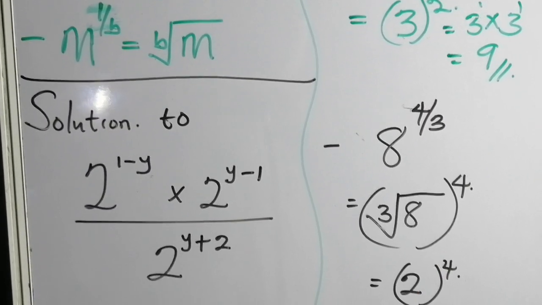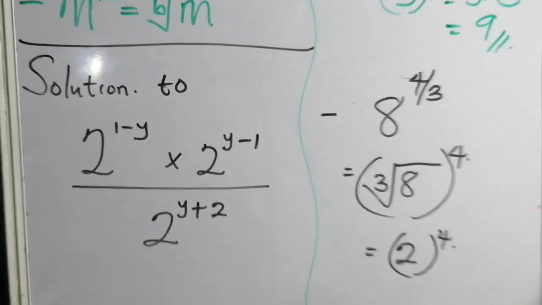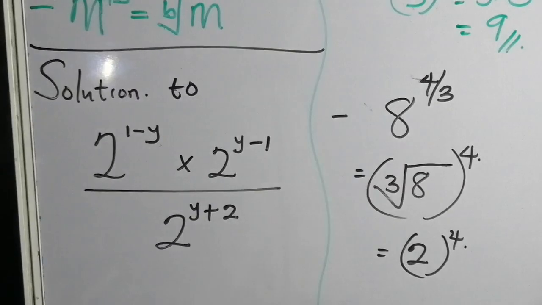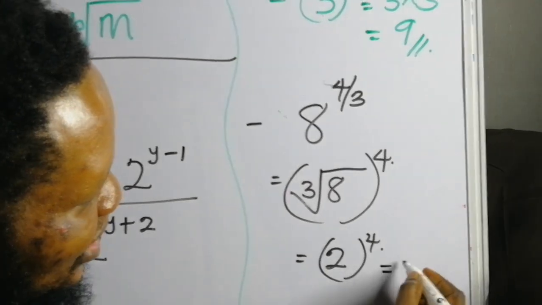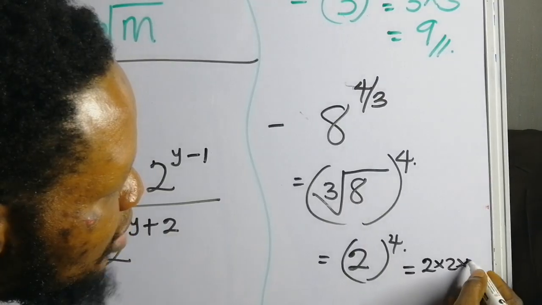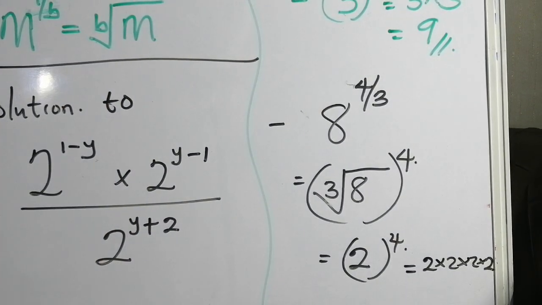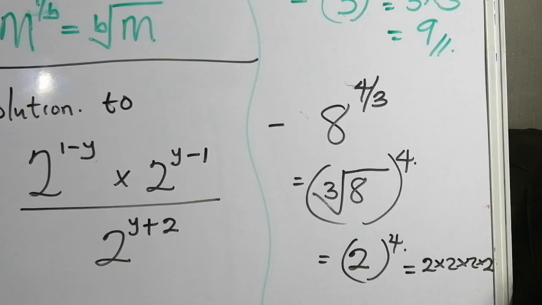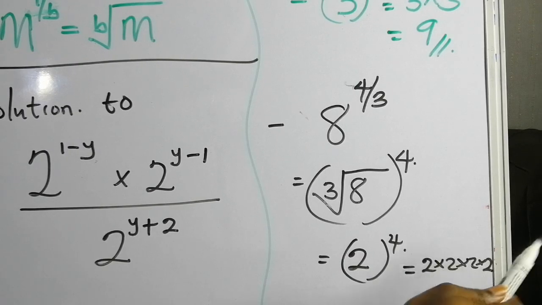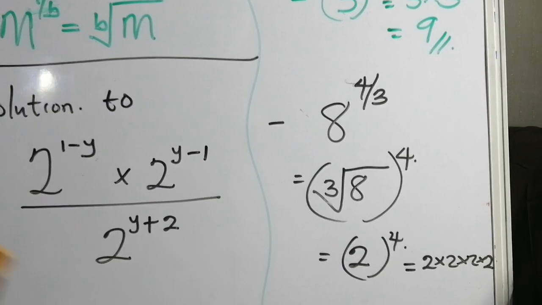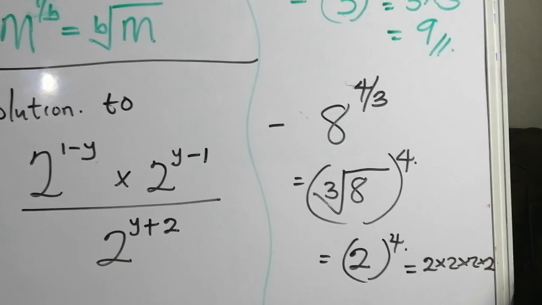So 2 raised to power 4 is the same thing as 2 times 2, 4, 4 times 2, 8, 8 times 2, 16. So the answer here is 2 times 2 times 2 times 2. So instead of wasting your time writing this out, indices has made it simple for us. All I just need to do is the calculation, or press my calculator and get my answer out.